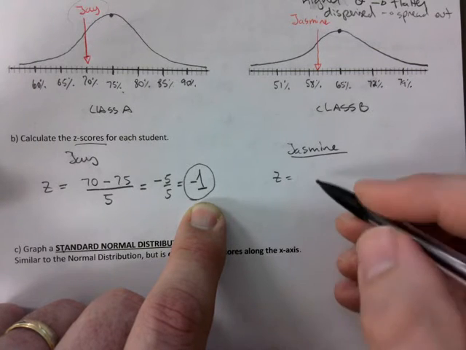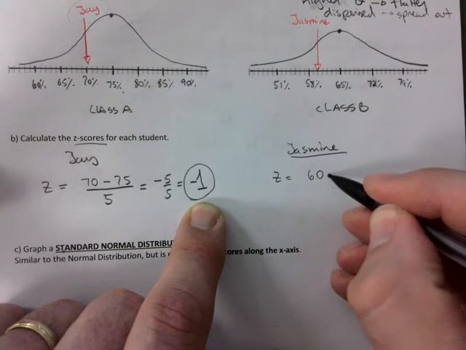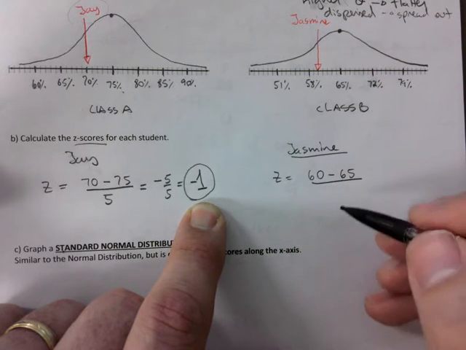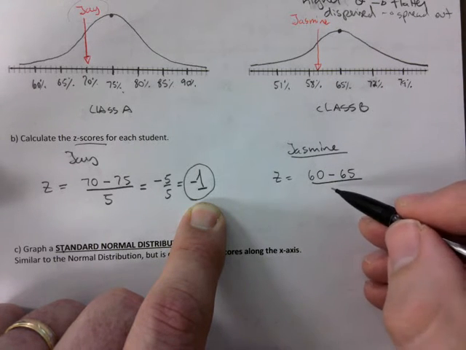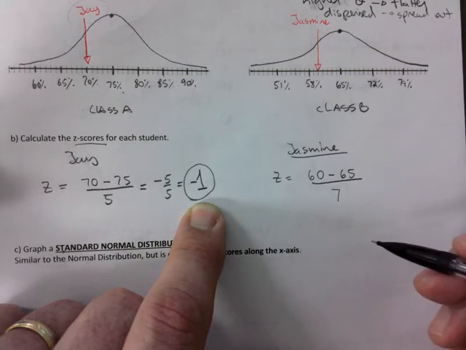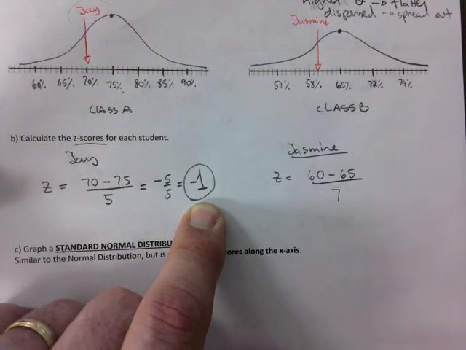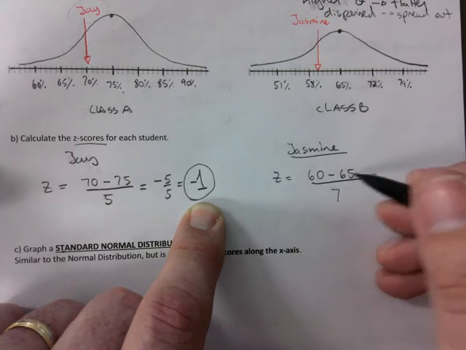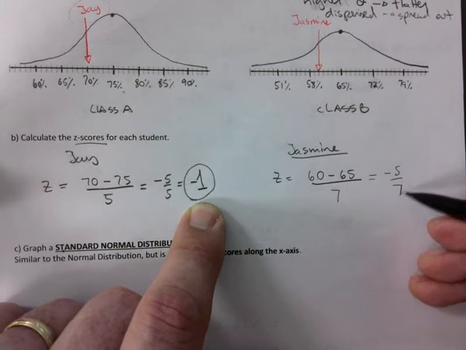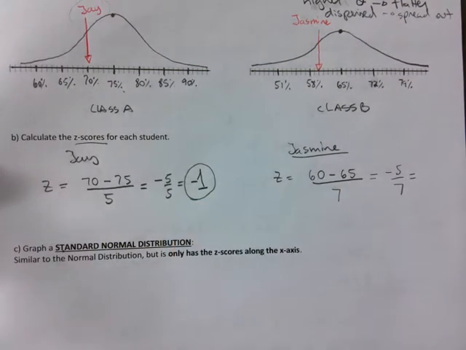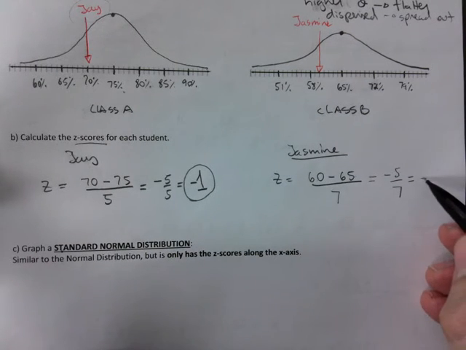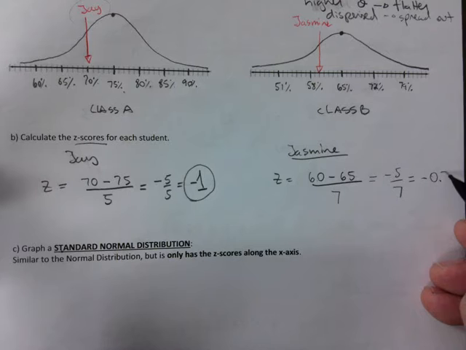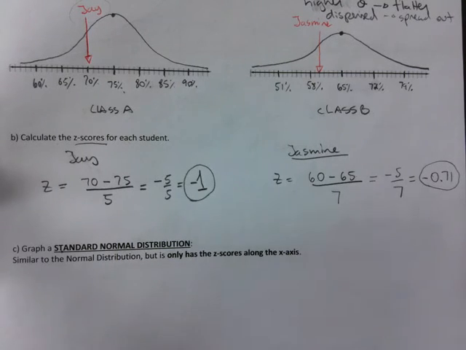And Jasmine scored 60, the average was 65, and we have a standard deviation of 7. And you're like, Mr. Jason, what about the percentages? A z-score ends up being unitless, so it will all cancel out. So this is negative 5 over 7, which gives us negative 0.71.